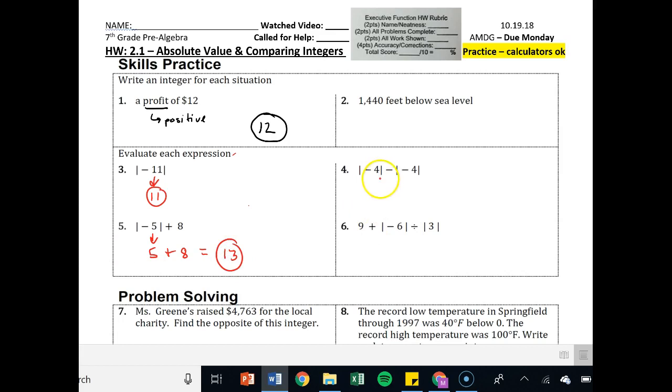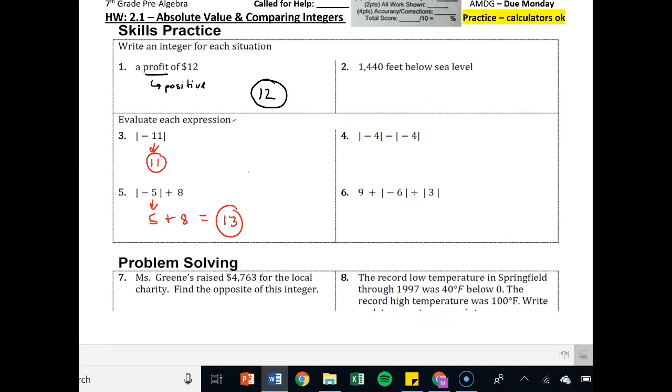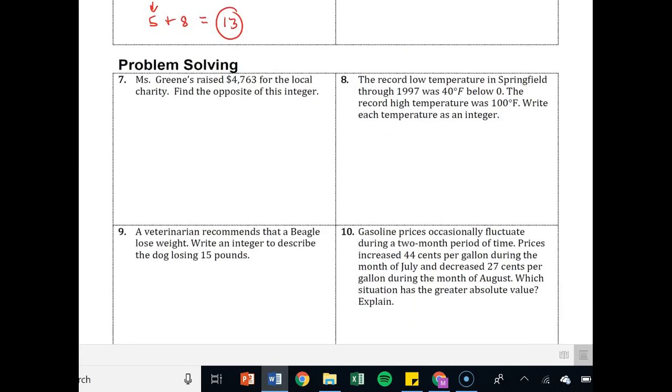So again, for 4 and 6, you first want to figure out the absolute value. Worry about order of operations over here. But then go ahead and do the addition, subtraction, or division.